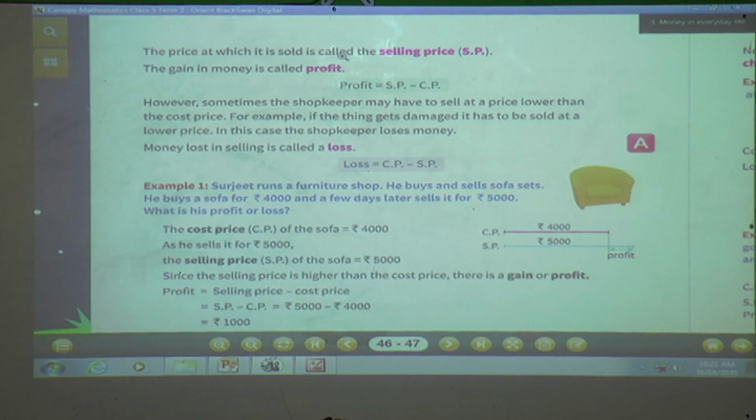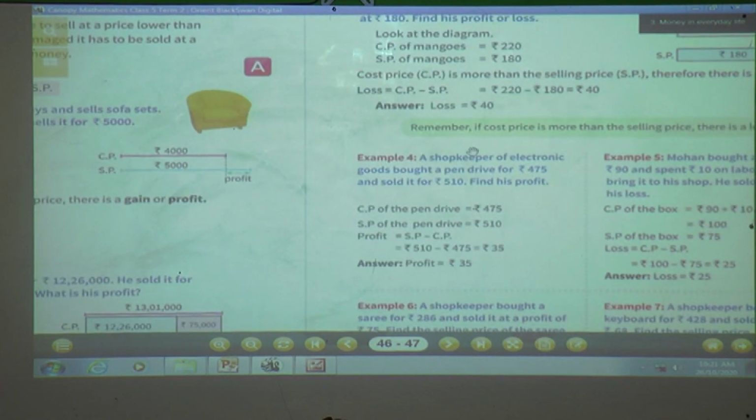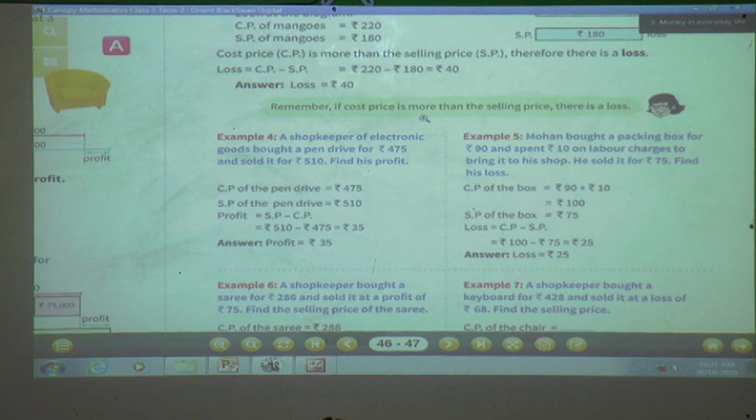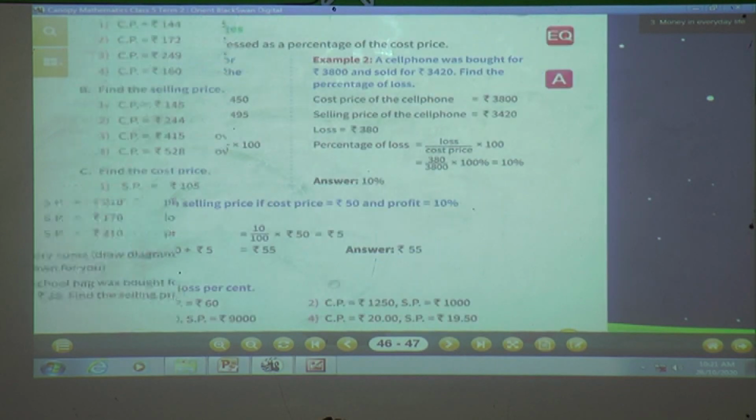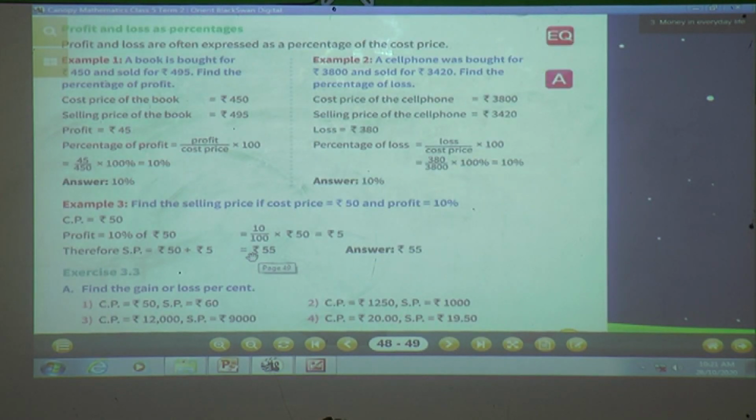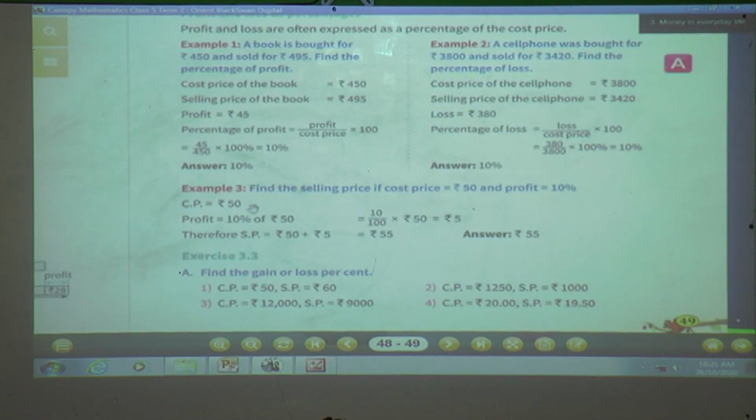Students, here they have given some examples. Okay. Now on page number 47, see, remember, if cost price is more than the selling price, there is a loss. Okay. So here on page number 48, they have given some exercise story sums.